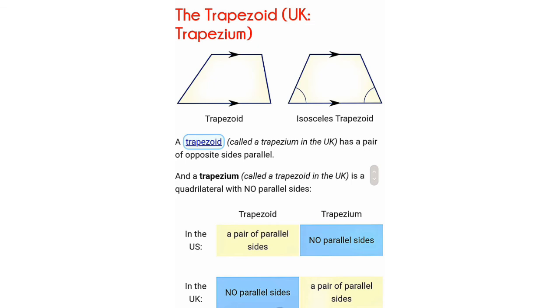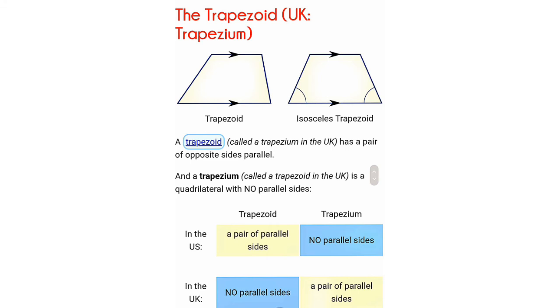In the USA, a trapezoid is a shape that has a pair of parallel sides, and a trapezium has no parallel sides. In the UK, a trapezoid is a quadrilateral with no parallel sides, and a trapezium is a quadrilateral with a pair of parallel sides. And what is an isosceles trapezoid? An isosceles trapezoid is a quadrilateral with two equal sides. So look at the picture, you see that the left and right sides have equal length that join to the base at equal angles.